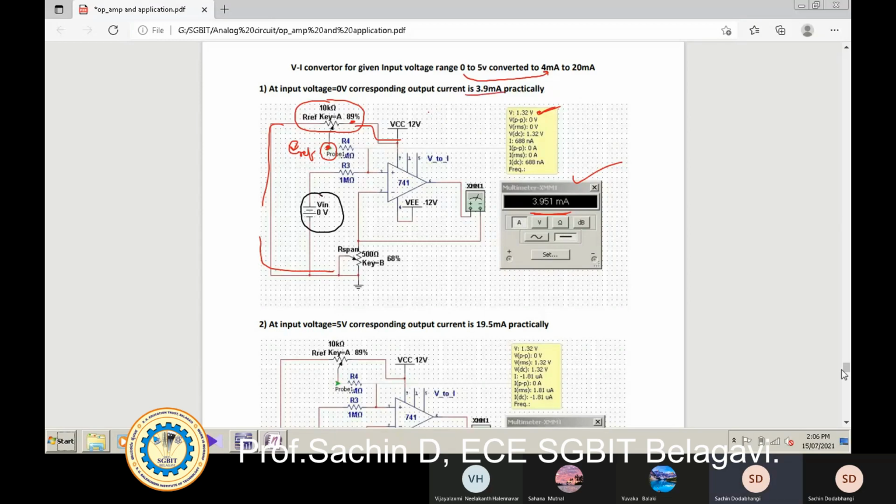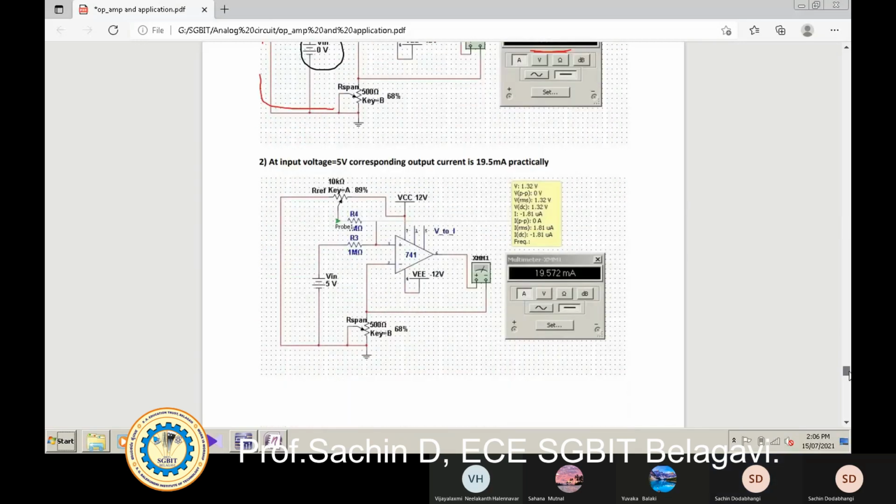Similarly, take one more input voltage. If I take 5 volt as the input voltage, I got a current of 19.57. If you zoom it, you can see 19.57. Here the reference voltage is fixed now. I have set this pot. We need to set the pot until we get the reference voltage as 1.25. So it is 1.32 here.